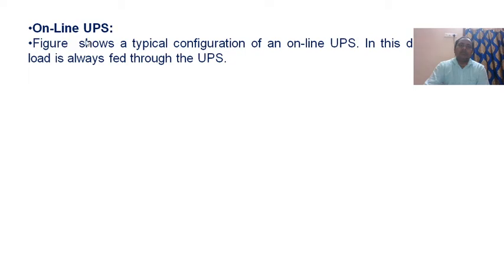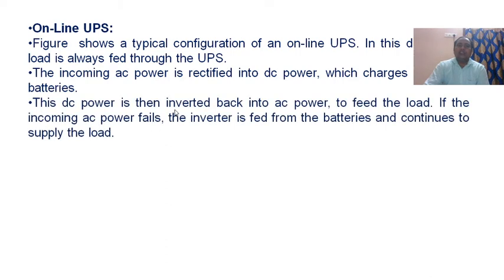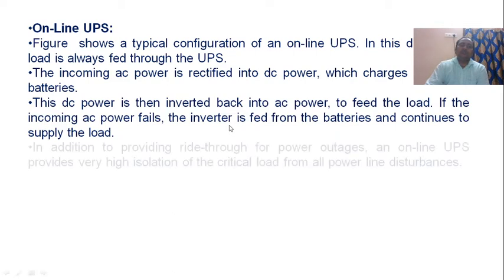Online UPS. UPS stands for uninterruptible power supply. The figure shows the typical configuration of an online UPS. In this design, the load is always supplied through the UPS. The incoming AC power is rectified into DC power, which charges a bank of batteries. The DC power is then inverted back into AC power to feed the load. If the incoming AC power fails, the inverter is fed from the batteries and continues to supply the load.